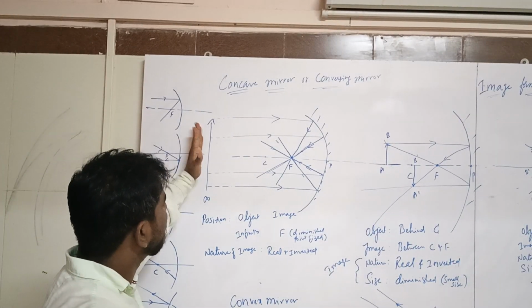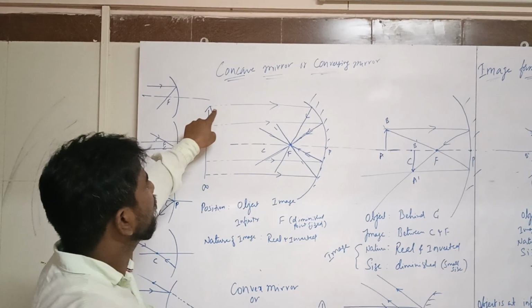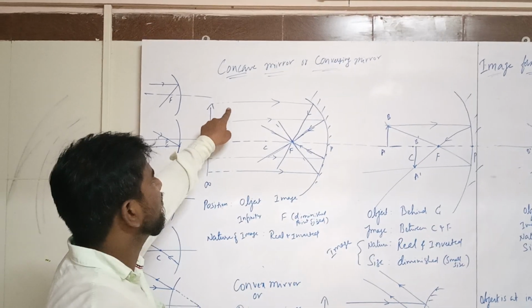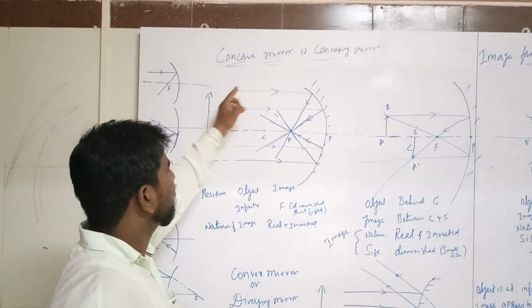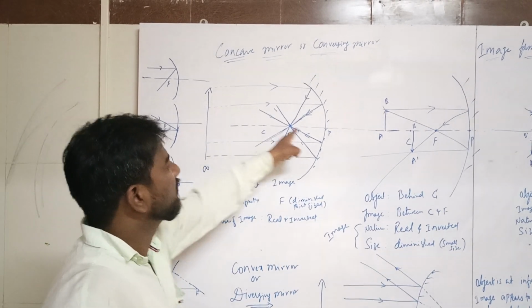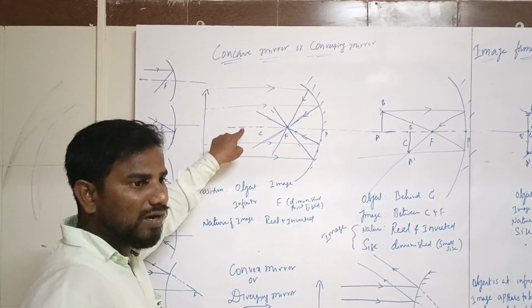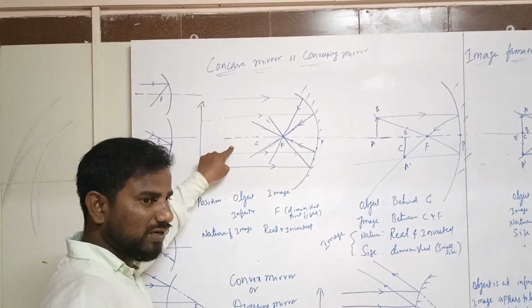When the object is kept at infinity, we know that at infinity we cannot see. That's why it is a dotted line. After a certain distance we can see, that's why these are full lines. Whatever the imaginary lines, suppose this is the principal axis, which is represented by dotted lines. The principal axis is used for reference.